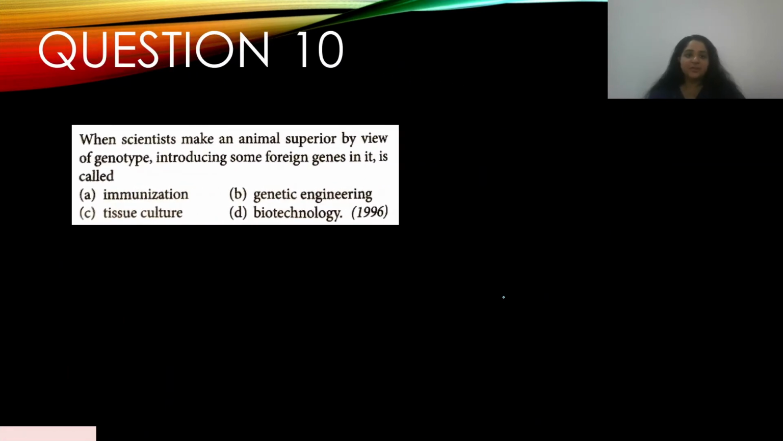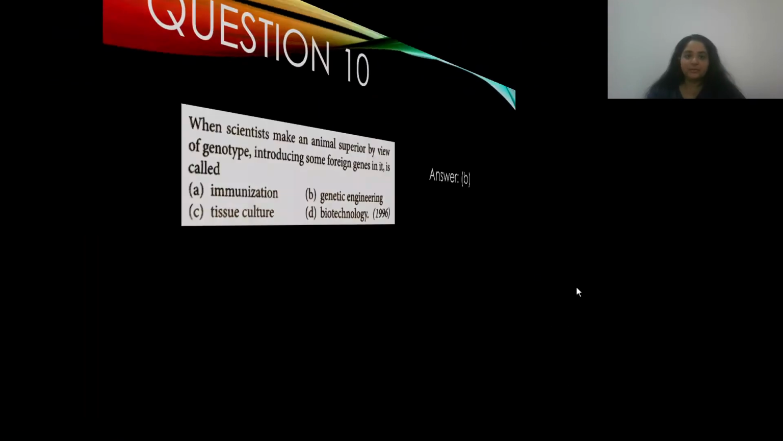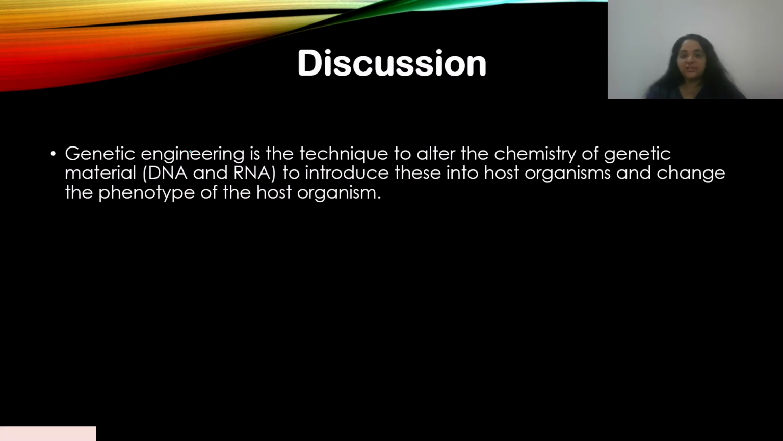Question number 10. When scientists make an animal superior by view of genotype, introducing some foreign genes in it is called, this appeared in 96: A. Immunization, B. Genetic engineering, C. Tissue culture, D. Biotechnology. When you are introducing some foreign genes in it, it is called genetic engineering. So the answer is B. This definition is according to NCERT.